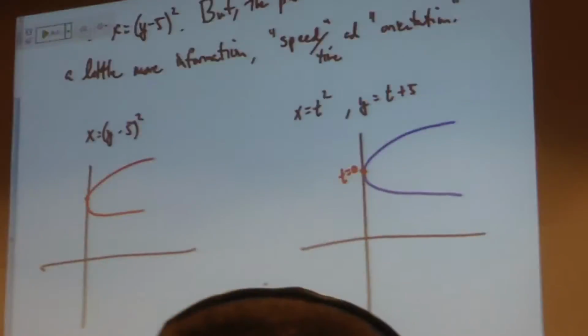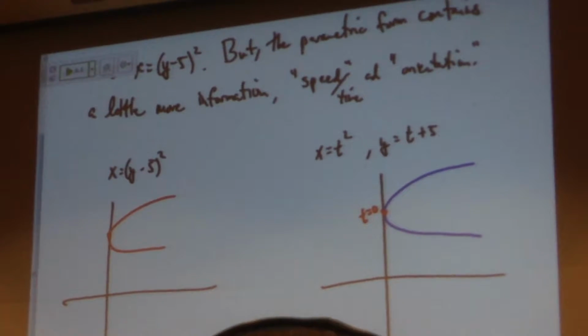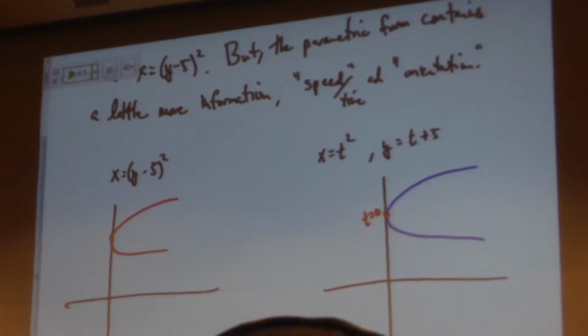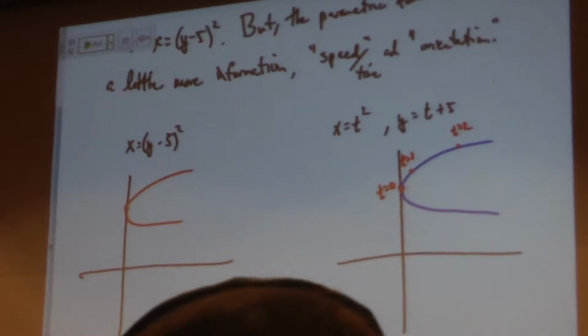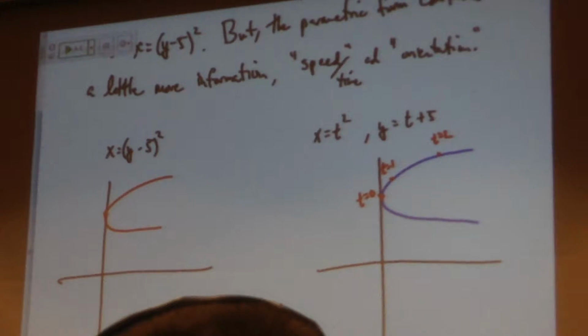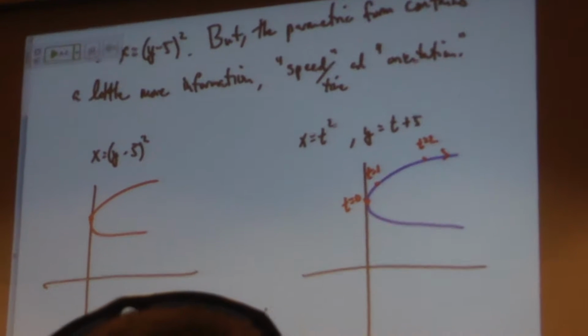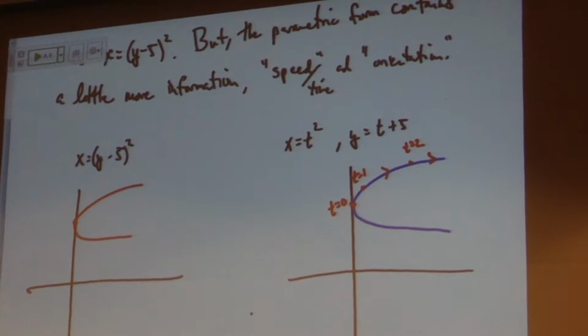In parametric form, the graph is the same shape, but we know some internals of it. We know that each spot on this graph corresponds to a value of t. So there is a t equals 0 spot on the graph, and a t equals 1 spot, and a t equals 2 spot. And we can even put an orientation on this graph in the direction where t is increasing. So we can put arrows saying that t increases going that way.